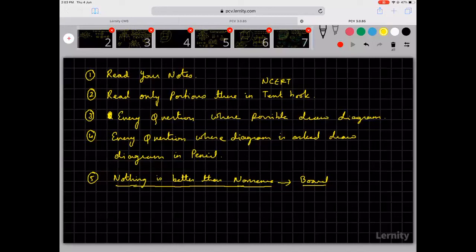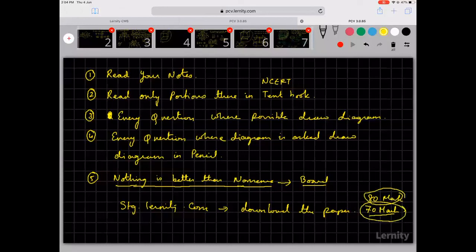The paper will come to you at 9 o'clock. Where will you get the paper? You will have to go to stg.learnit.com, and from there, against your ID, you will have to download the paper. Paper is 70 marks. In physics, maths is 80 marks. Then you sit down for 3 hours, and then you write.